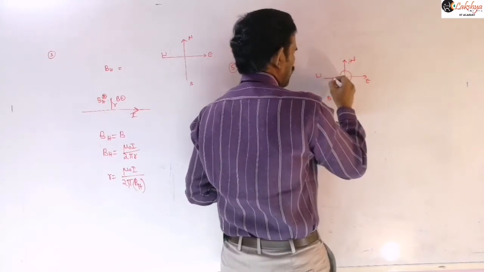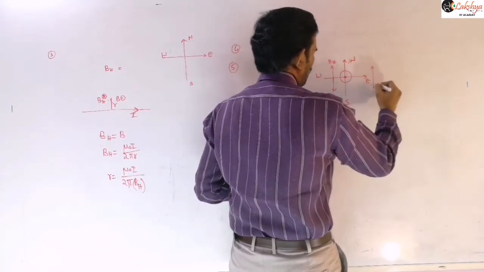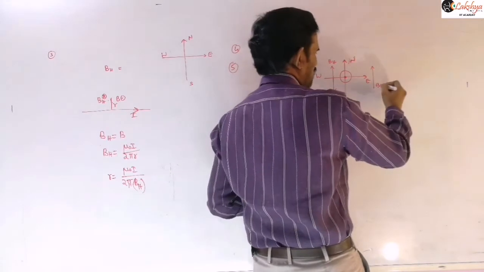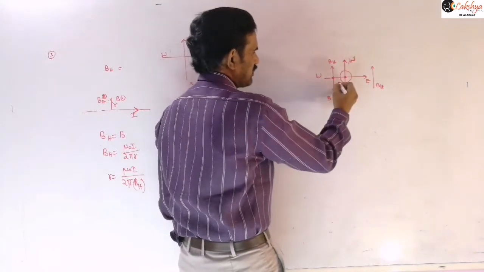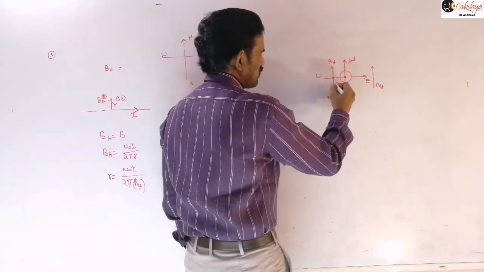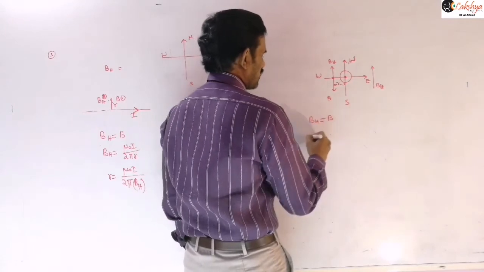And then BH will always be from geographical south to geographical north. BH is always along this direction only, right? And so if they are equal in magnitude at this point, then there is a chance of getting a neutral point here. Therefore, BH is equal to B, you can write.